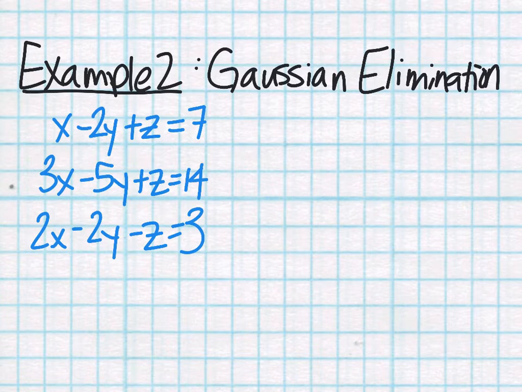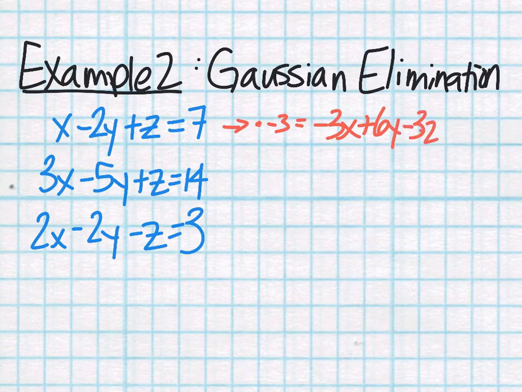So I look and I start thinking, how am I going to get some of these things to be similar to each other? How am I going to get some of these things to shift around? So the first thing I'm going to do is take this first equation right here, and multiply everything by -3. So it'll be -3x plus 6y minus 3z equals -21.